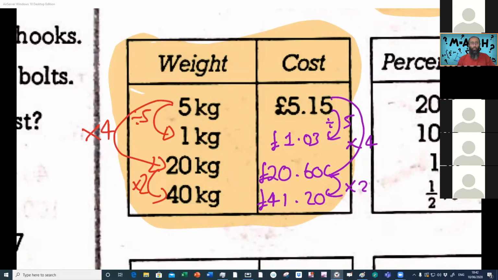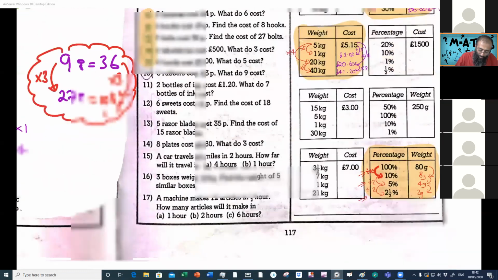Are we happy with that money? Yeah. Yeah? Good. I think we've got one question left, which we've already done.